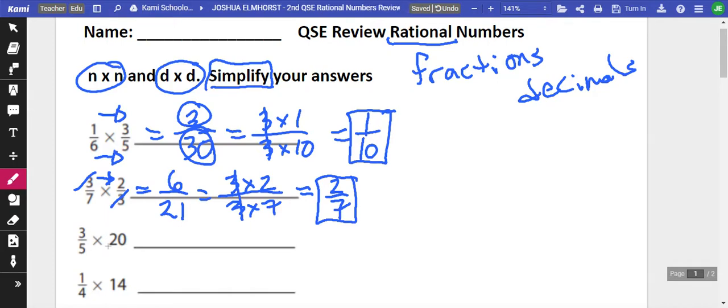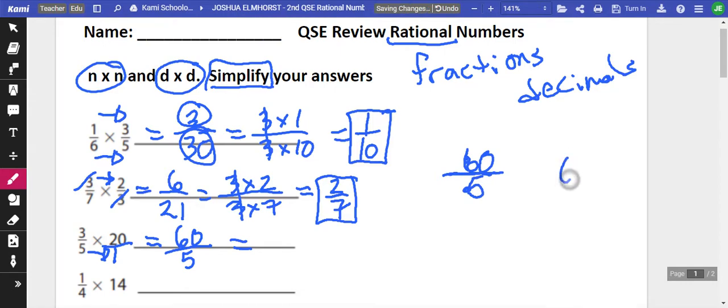The third problem here, you need to put 20 over 1 to make it into a fraction. And then 3 times 20 is 60. And then 5 times 1 is 5. So 60 over 5. So division, the division sign is actually also our fraction sign. So we have 60 over 5. So 60 is being divided by 5.